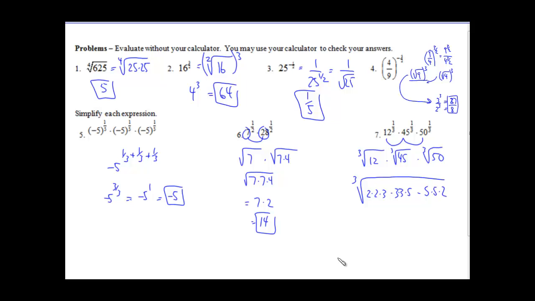Now remember we need triads or triplets of each. So we have 3 2's. We can take a 2 out. We have 3 3's. We can take a 3 out. We have 3 5's. We can take a 5 out. Nothing left inside, so your answer is 2 times 3 times 5, which is 30.